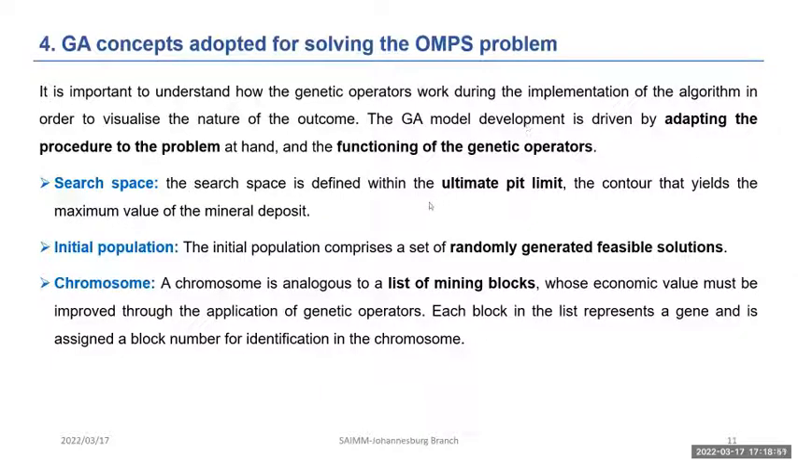So the search space for me represents the ultimate pit limit configuration, which represents the contour of the pit that yields or delivers the maximum value of the mineral deposit. The initial population in the production scheduling optimization comprises a set of randomly generated feasible solutions. And the chromosome is similar to a list of mining blocks whose economic value must be improved through the application of genetic operators. Each block in the list represents a gene and is assigned a block number for identification in the chromosome.